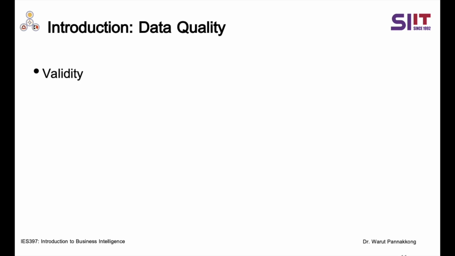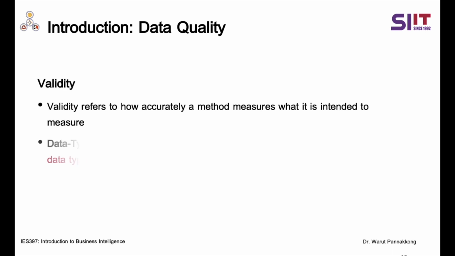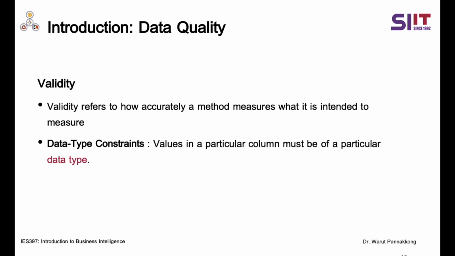Now, just a recap of what data quality comprises. It comprises validity, accuracy, consistency, uniformity. So what is validity? Validity refers to how accurately a method measures what it is intended to measure. And validity can be evaluated from the constraints.